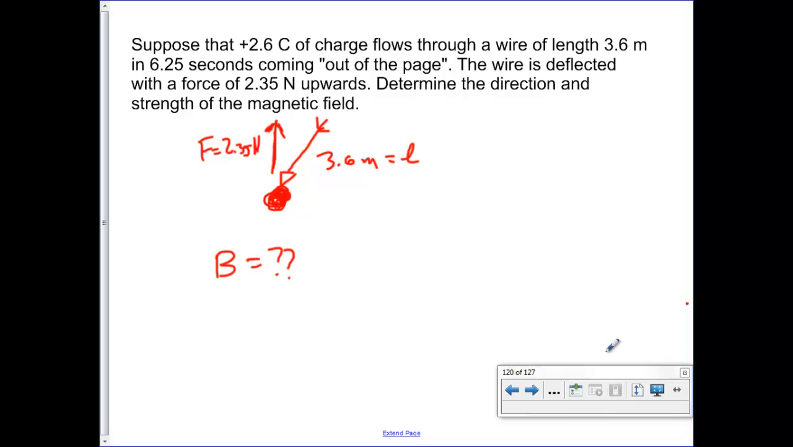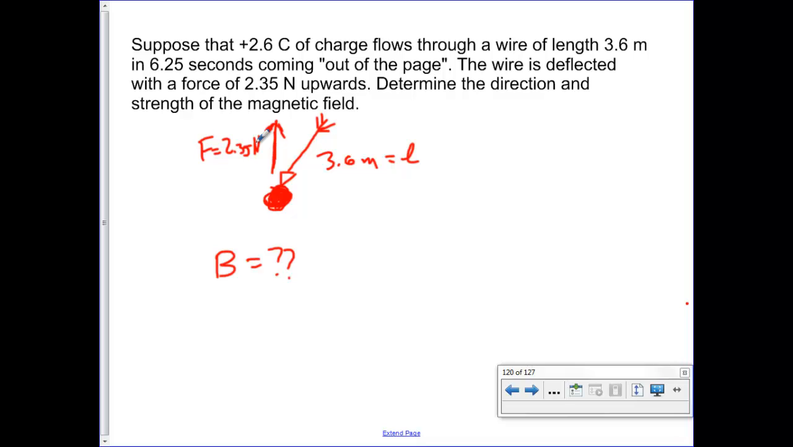Okay, I got 4 examples left I want to try. So I started drawing a bit of a diagram for this first one. Hopefully this makes sense. You've got a charge coming out of the page. So I drew it with a dot right here. I tried to draw a bit of an arrow here to imply that this is going to be coming straight towards us. Does that make sense? The length of the wire that this charge is flowing through is 3.6 meters. And there is a force that's going to try to push the wire up.